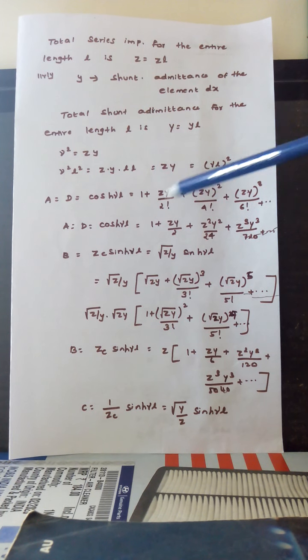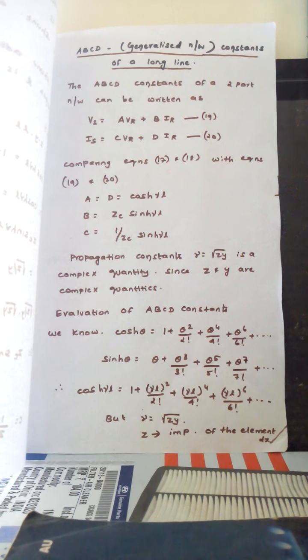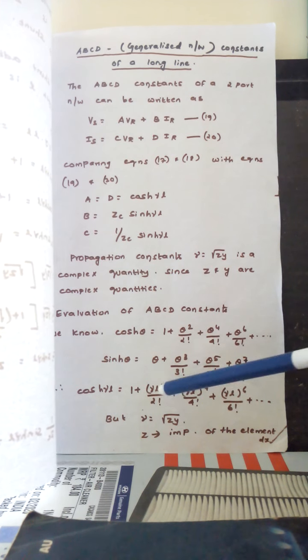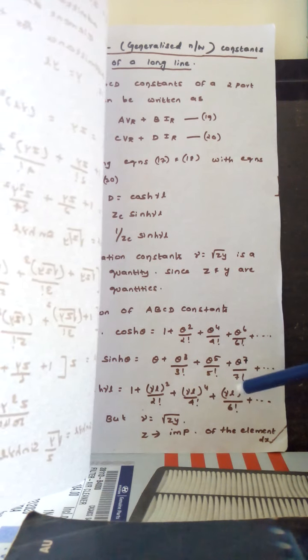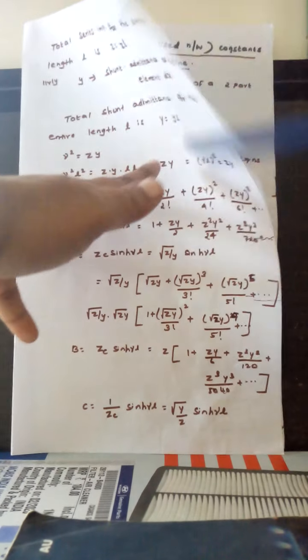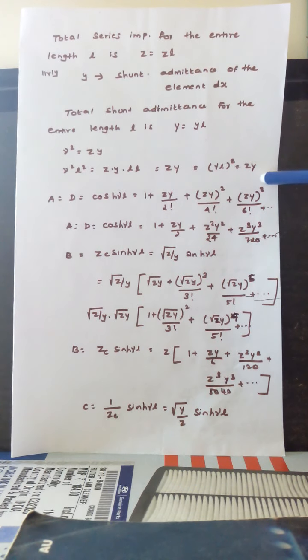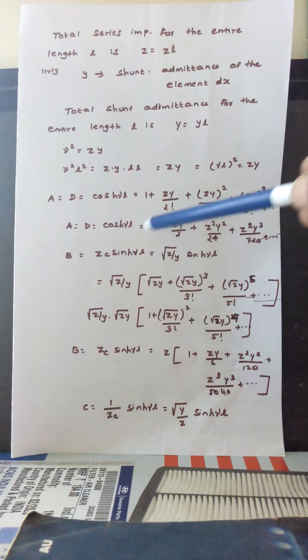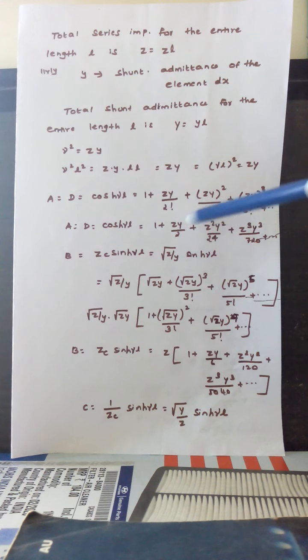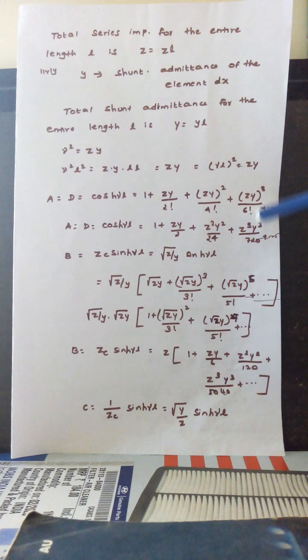So here we can replace in the series equation. Cosh γL is 1 plus (γL) whole square by 2 factorial, and in this equation (γL) square will be replaced by Z into Y, correct? So we are getting this equation here. Similarly A equal to D equal to 1 plus ZY by 2, plus ZY squared by 4 factorial, which is 24, and 6 factorial is 720, and it will go on here.